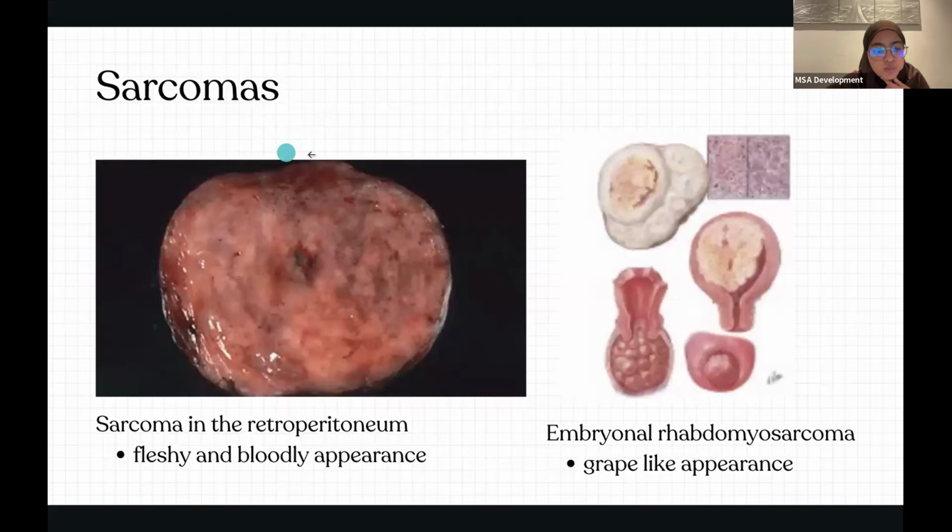Now moving on to sarcomas, other sarcomas. We have a sarcoma in the retroperitoneum. It looks fleshy and bloody in appearance. And we also have embryonal rhabdomyosarcoma, which is grape-like in appearance. Malignant tissue here looks like skeletal tissue kind of. It looks like peritoneal tissue because it arises in the peritoneum. Here, it looks like skeletal tissue.